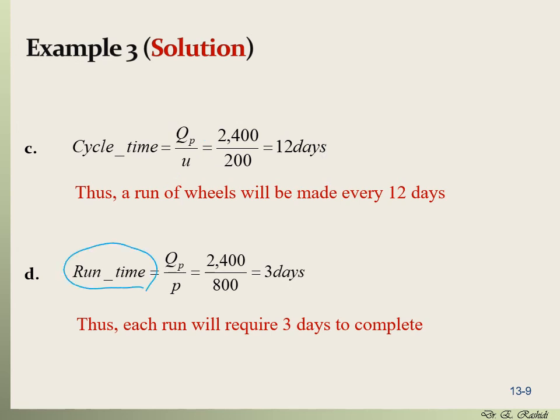The runtime, the time period in which we do the manufacturing or we're running the machines, is going to be QP divided by P, 2,400 divided by 800, that's 3 days. So out of these 12 days of the cycle time, 3 days of it we manufacture and 9 days of it we don't manufacture.